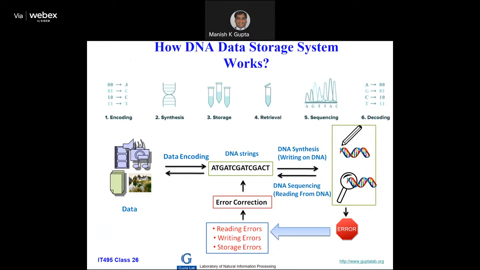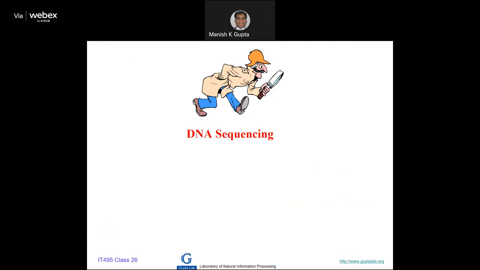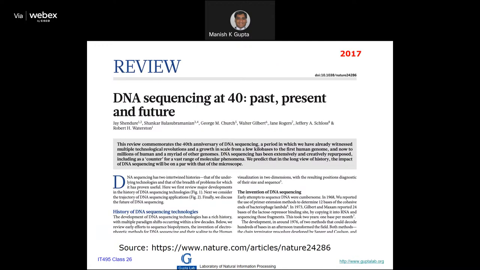We are right now focusing on sequencing. I have kept most of the lecture around this paper. This is a very nice, beautiful paper. You can see it appeared in 2017 in Nature: DNA sequencing at 40: past, present, and future. Again, you can see George Church, everywhere they are there, right? From Harvard. You can look at this paper in detail if you want to know what happened in DNA sequencing in the last 40 years.